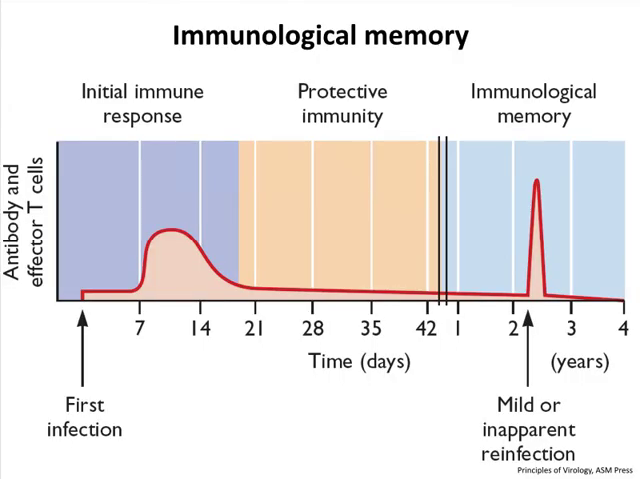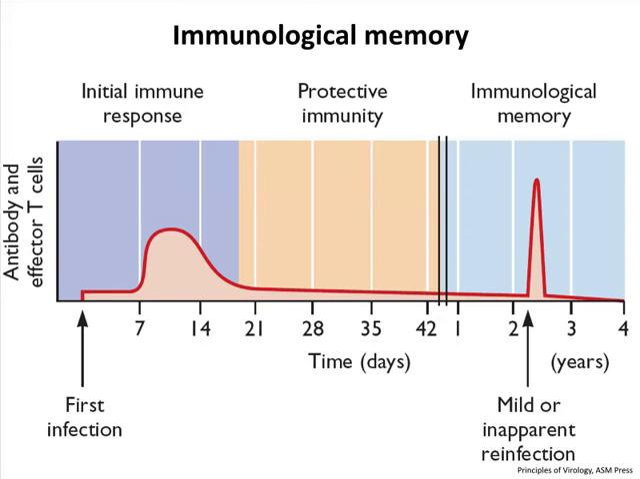Here's a graph of time versus antibody or T cell production. So memory applies to both antibody and T cell production. We have a first infection here, which eventually gives you a response. It could be antibody, it could be a CTL response. And then that response eventually wanes. Remember, I told you your antibodies and CTLs don't last forever. And in fact, I showed you evidence for that.